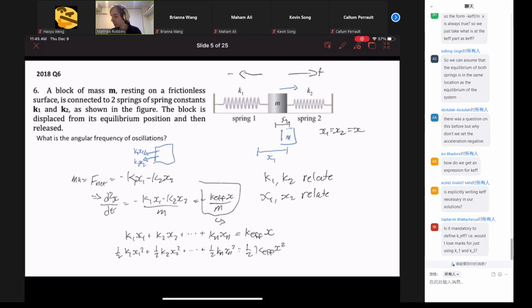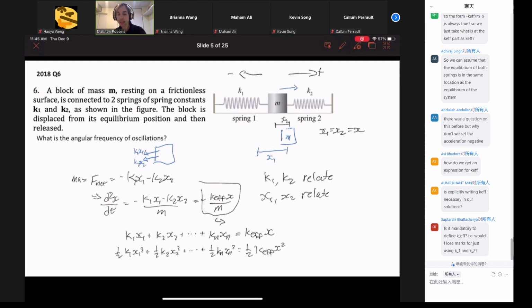So there's another question, why don't we set the acceleration negative? It's because when we displace the mass towards the right and we let it go, the mass is going to speed up as it approaches its equilibrium point before it begins slowing down again. So this is why the acceleration is positive.